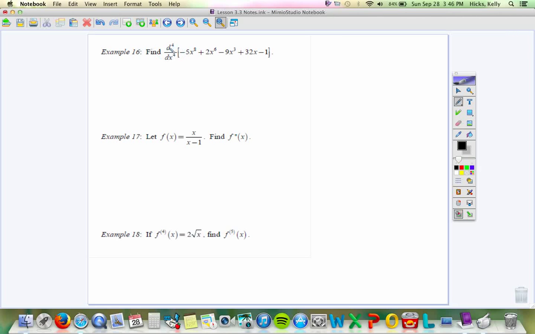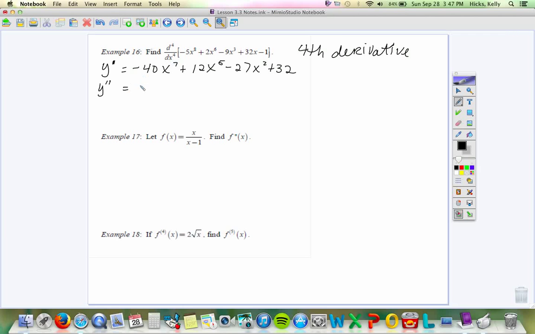So let's look at a couple examples here. If we are given the question that says find d to the 4 over dx to the 4, that means find the fourth derivative, the fourth order derivative, of all this. Well, that just means we need to start with the first derivative and keep working. So let's do that. So the first derivative, y prime, would simply be negative 40x to the 7th power plus 12x to the 5th minus 27x squared plus 32. I hope that this part is getting very easy for you by this time.